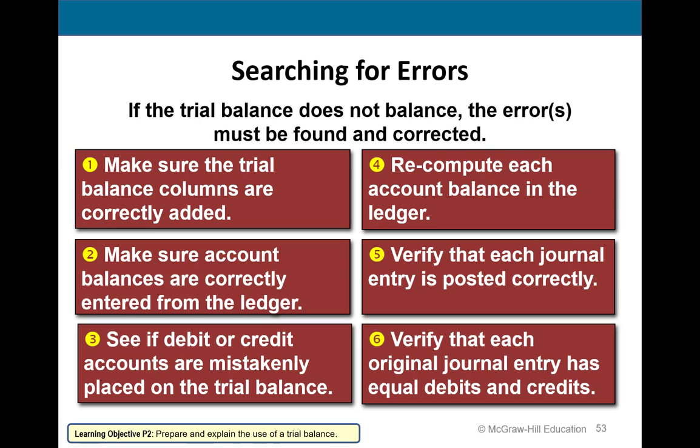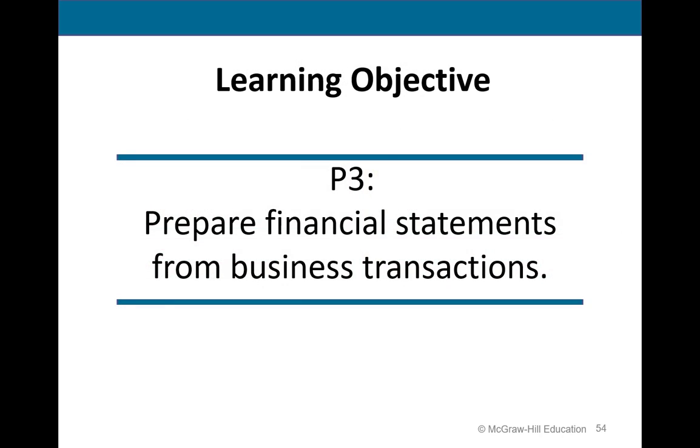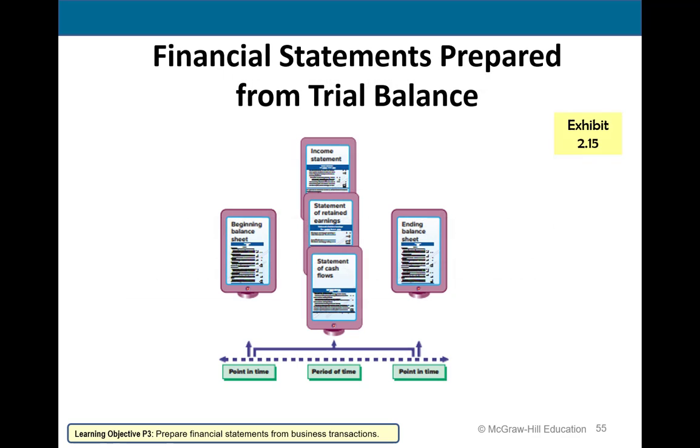We verify that account balances are accurately entered from the ledger. We see whether a debit or credit balance is mistakenly listed in the trial balance as a debit or credit. We recompute each account balance in the ledger. We verify that each journal entry is properly posted. Verify that the original journal entry has equal debits and credits. We then prepare financial statements from these business transactions.